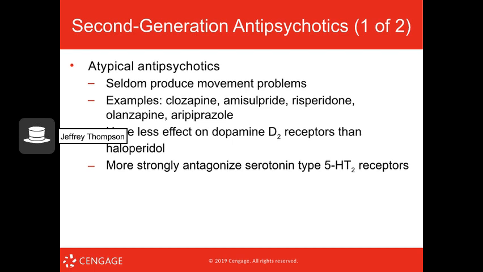So atypical antipsychotics, a class of second generation antipsychotics, are newer. They're great because they seldom produce movement problems, so you're not going to see tardive dyskinesia. Clozapine, amisulpride, and risperidone are some examples.